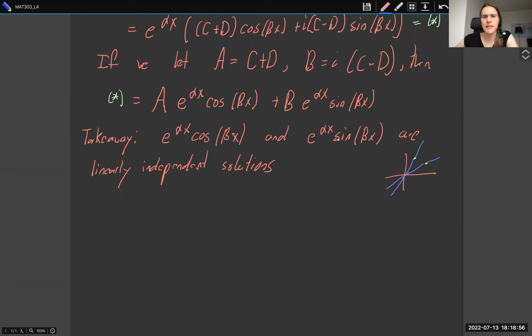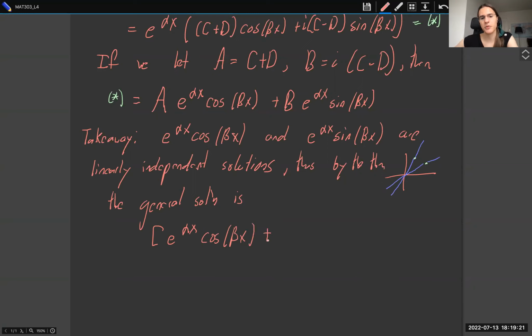Well, anyway, because neither of these is a multiple of the other, the general solution is c e to the alpha x cosine beta x, and I'm going to use c and d as my usual coefficients.